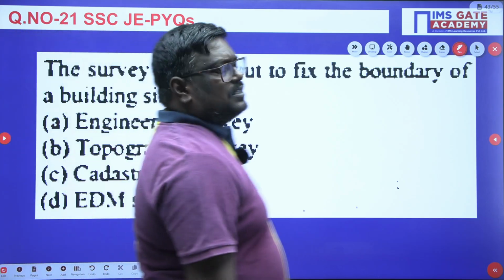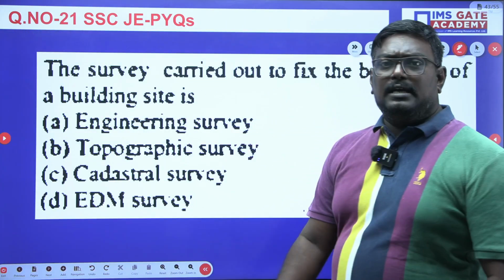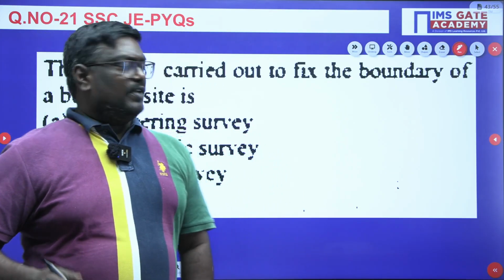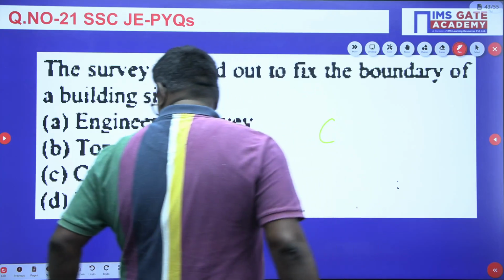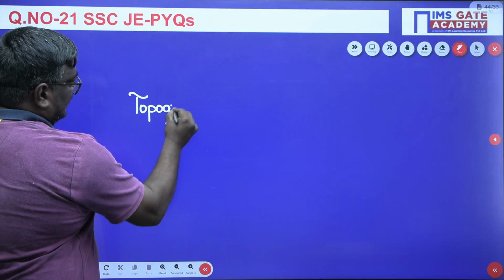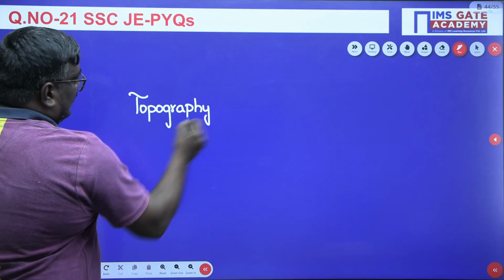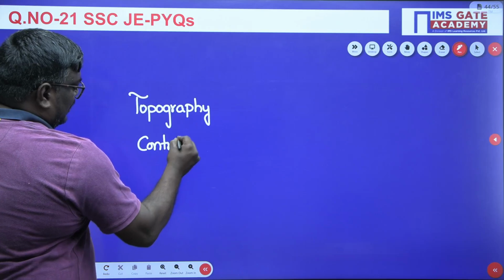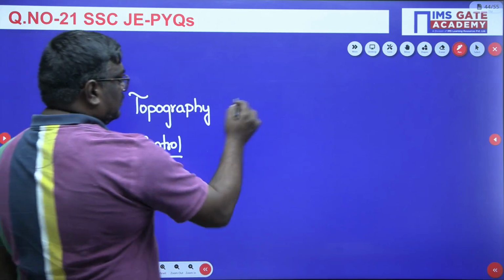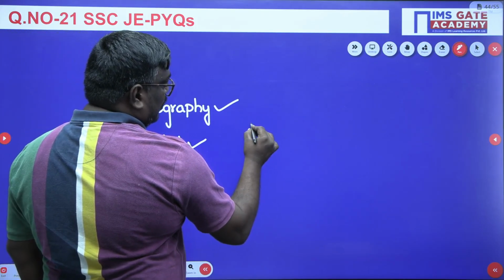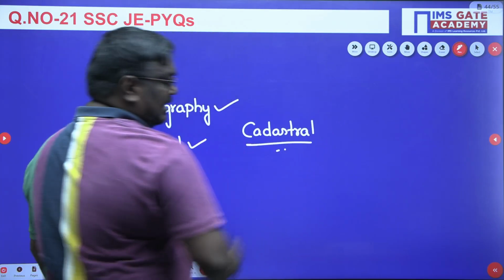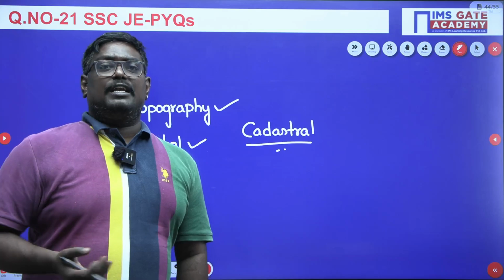Now, the survey which is done to fix the boundary of a building site. See students, usually revenue people will be doing the survey for fixing the boundaries, and we call it cadastral survey. If the survey is done for natural features like buildings, rivers and so on, we talk about topography. If you are talking about developing control points, where geodetic principles are used, then we call it control survey. If you are talking of fixing the boundaries, then we call it a cadastral survey. If you are talking about underground mines, then it is mine survey. And for engineering works, we call it engineering survey.